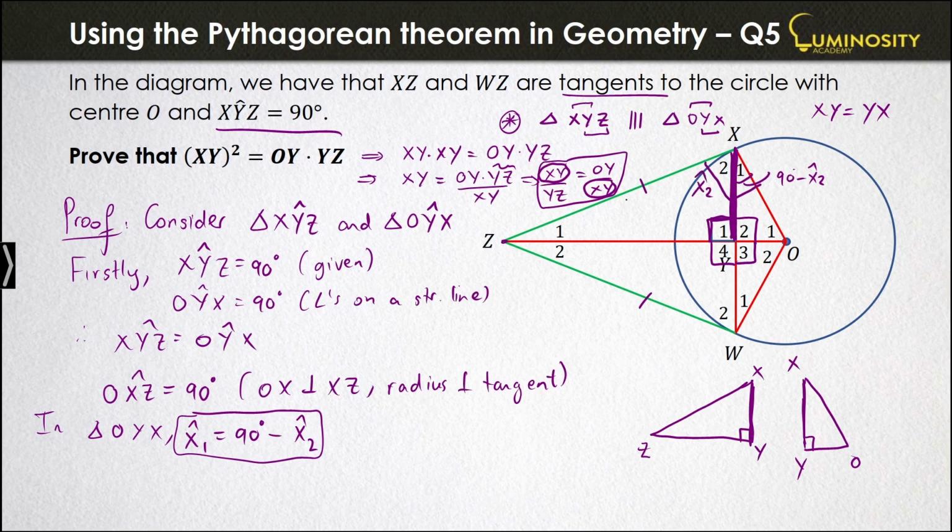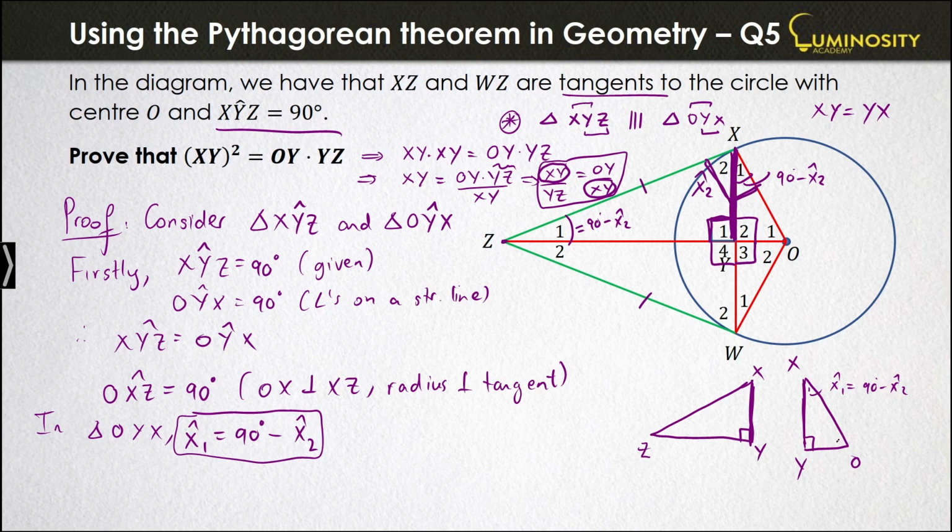Then, by angles in a triangle, in this larger triangle XYZ, this angle here must be 90 degrees minus X2. So what I'm saying is that this angle X1 here is equal to 90 degrees minus angle X2, because this entire thing is 90 degrees, so this is going to be 90 degrees minus that other angle X2.